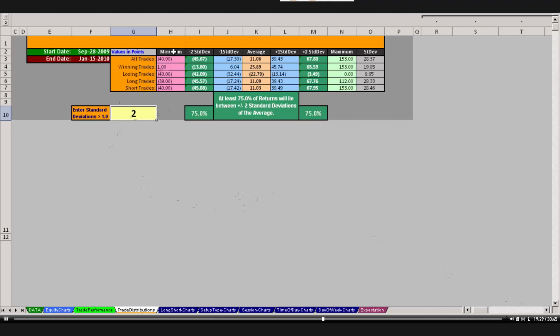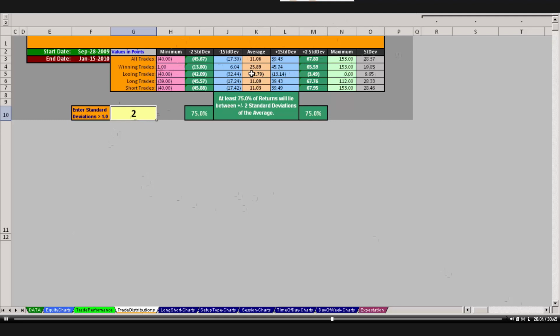On column H is the minimum. On column K is the average. On column N is the maximum. And in between are the 1 standard and 2 standard deviations away from the mean, either above the mean or below the mean. And over in column O is the standard deviation. So if you're 1 standard deviation, you just take the standard deviation in column O and add it to the average. If you're 2 standard deviations, you take 2 times the number in column O and you add it to the average. And then if you're on the negative side, you subtract it from the average.